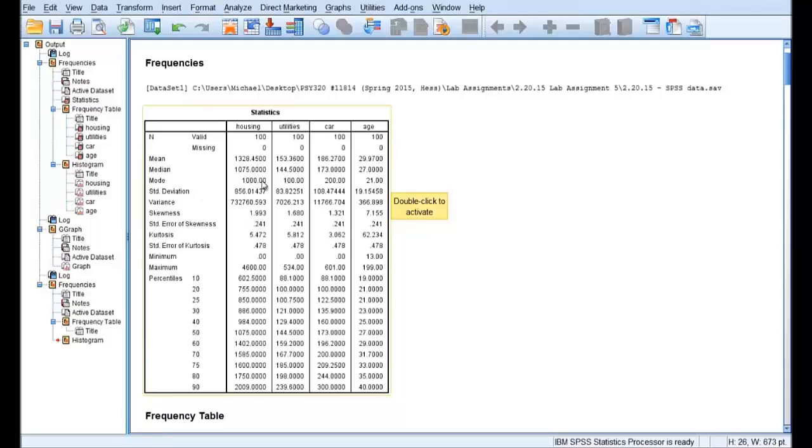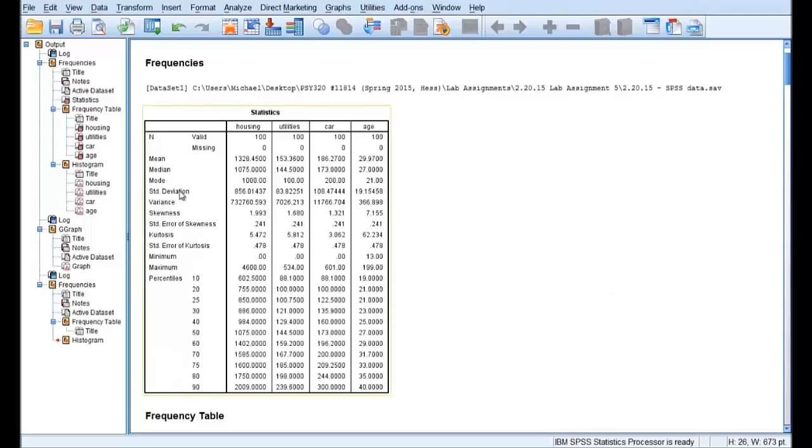But the mode is not very valuable here, because for all of these variables, there could be many different housing costs and many different utilities costs and car costs and ages. So it's not likely that 1,000 occurred, like, 18 times. It could have just happened twice in our data, and therefore it's the mode. Same thing with age. There could have been 3 21-year-olds as opposed to 20 21-year-olds, and that's why it's the mode. So I think the mean and the median are good estimations of where the middle lies for each of these variables.